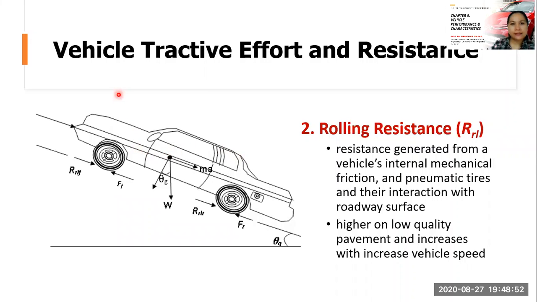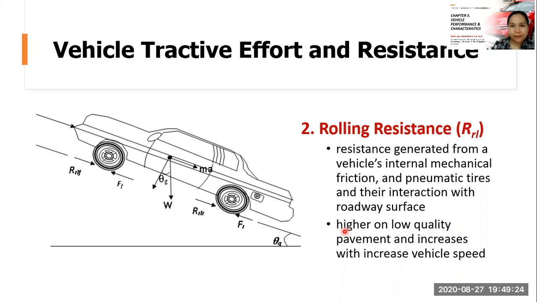Next is the rolling resistance, RRL. This is the resistance generated from a vehicle's internal mechanical friction and pneumatic tires and their interaction with the roadway surface, as you can see here. So the RR is actually exerted between the tire and the road surface.